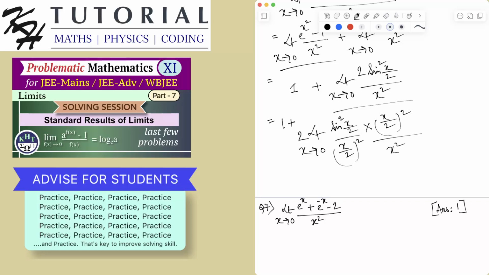So this is 1 plus 2 times limit x tending to 0 of sin square x by 2 divided by x by 2 whole square. The limiting value when x tends to 0 will be 1. So I am directly putting 1 and we are left with x square by 4. So I have 1 by 4.